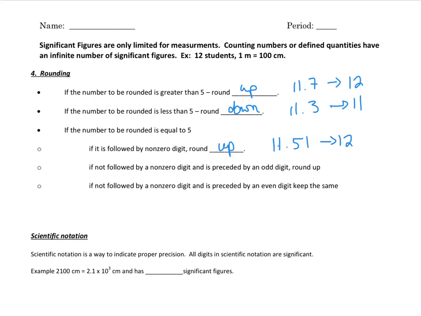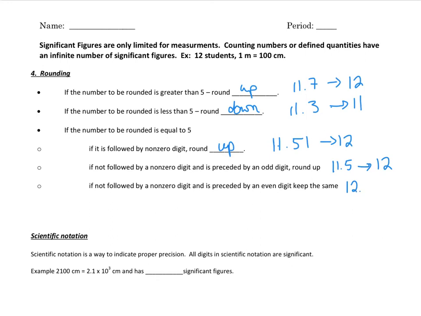Now, what if it was not followed by a non-zero digit? So what if it was just 11.5? Or if it was 11.50? Then this part is a little bit new. So let's say I have 11.5 or 11.50, and I want to round to 2 sig figs. What you do is you look at the number preceding that 5. So instead of looking at the 5, you look at that 1. If it's an odd digit, you round up. So then if I want this to be 2 sig figs, it'll be 12.